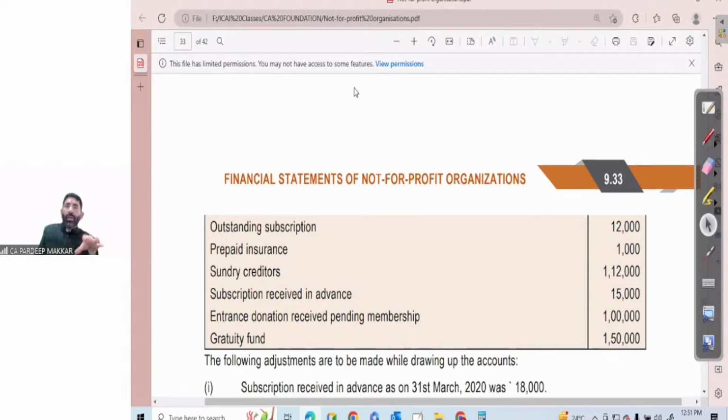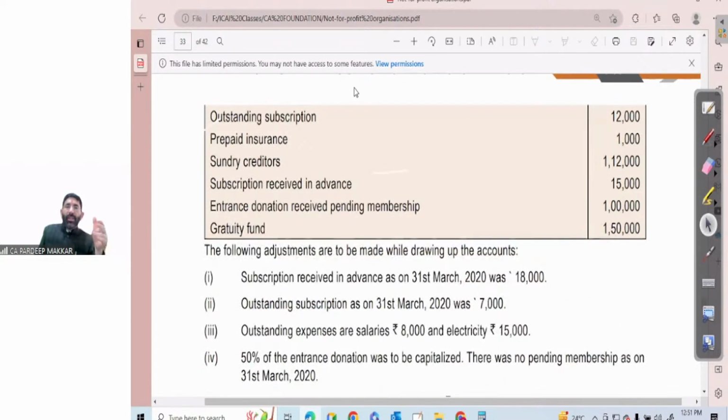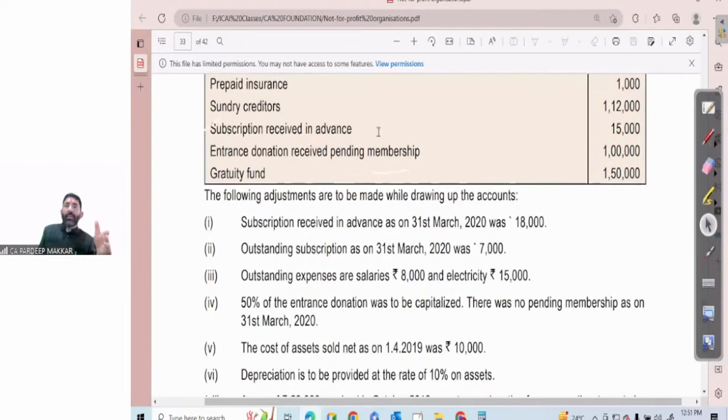So this is the income for current year. This is a pre-received income, we can say. We can treat it just like a pre-received income. Now he says 50% of the entrance donation was to be capitalized, and there was no pending membership as on 31st of March. So this is the information given to you.